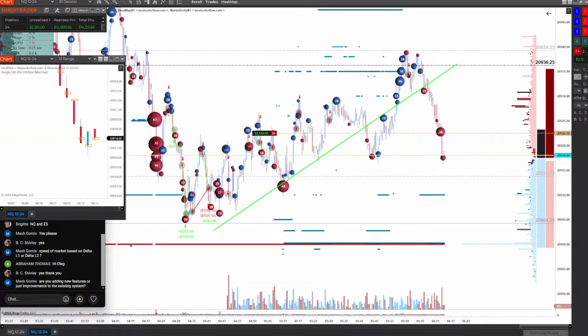Okay, Mesh is asking, are you adding new features or just improvements to the existing system? No, we're doing both.